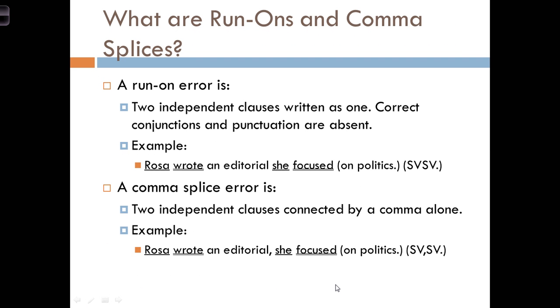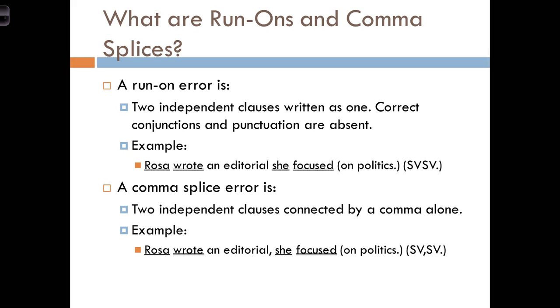So comma splices are when we have two independent clauses connected by a comma alone. So here we have the same two clauses. Rosa wrote an editorial, then comma, she focused on politics. However, a comma all by itself is too weak. It's a weak piece of punctuation. It is just not strong enough to hold together two independent clauses. I like to say that commas are wimpy.